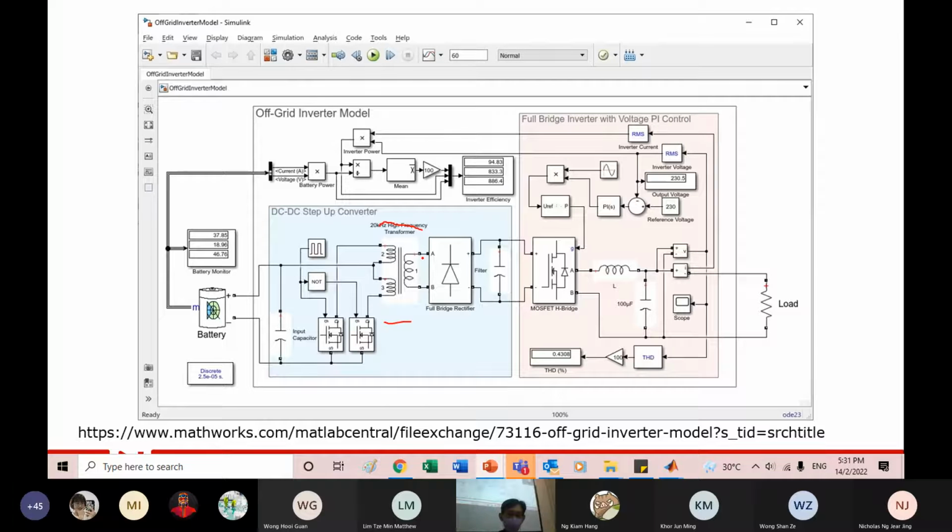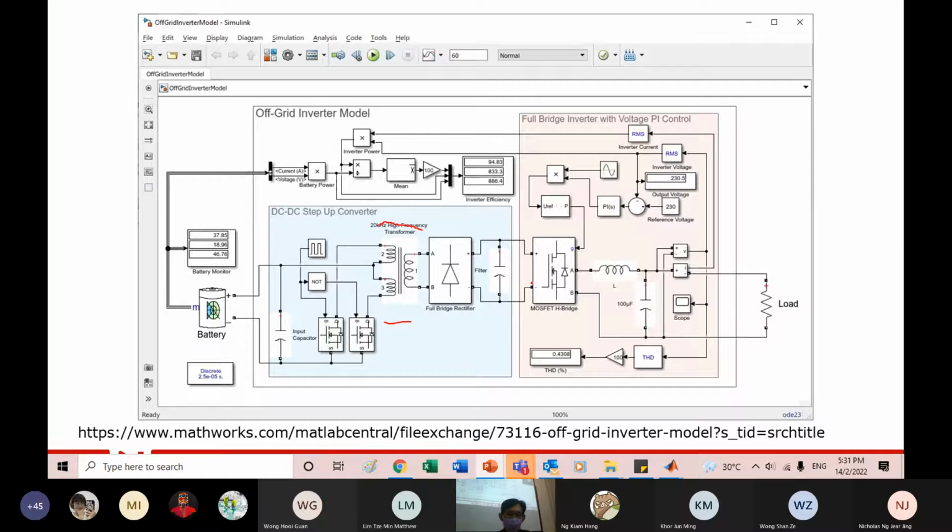Then after the push-pull, there is a small transformer. This one represents the small yellow one. And then we have a rectifier. So this blue color is the DC-DC step up. Then after that, we will have the bridge, and then the L and C, and then the output. So it is proven that, yeah, it is working.